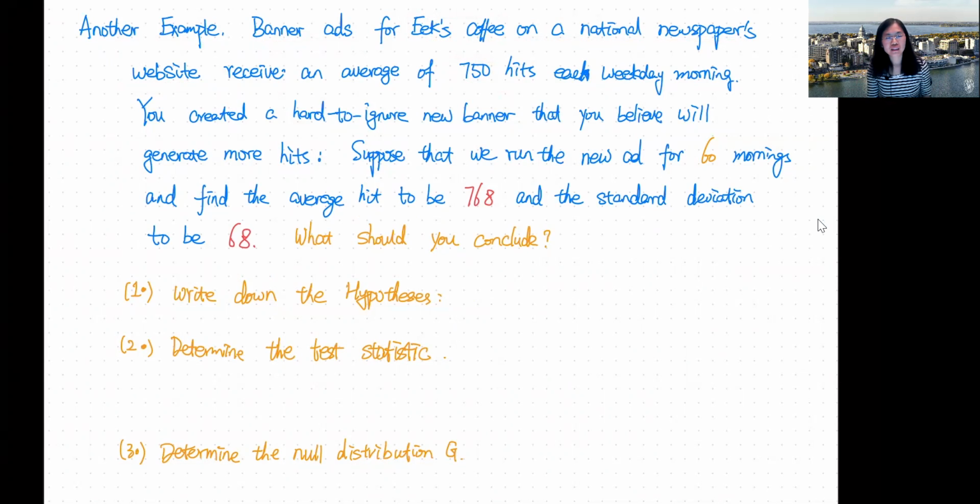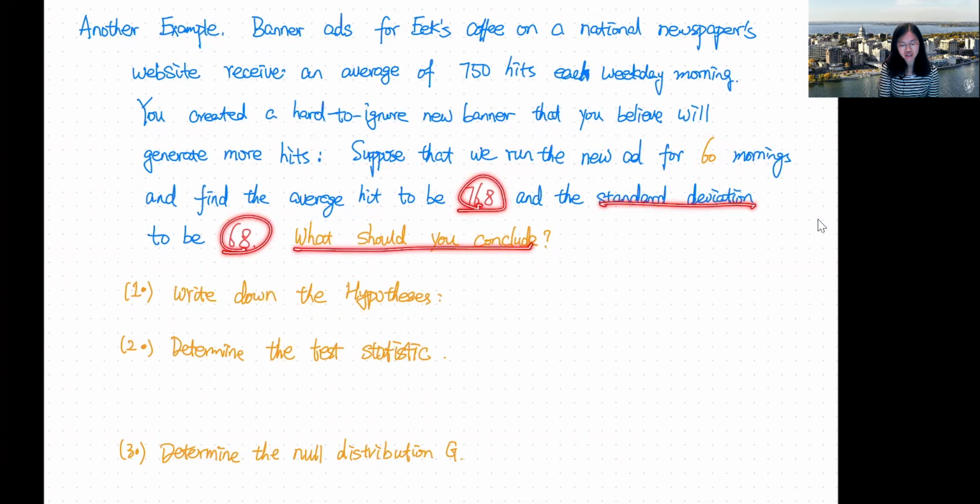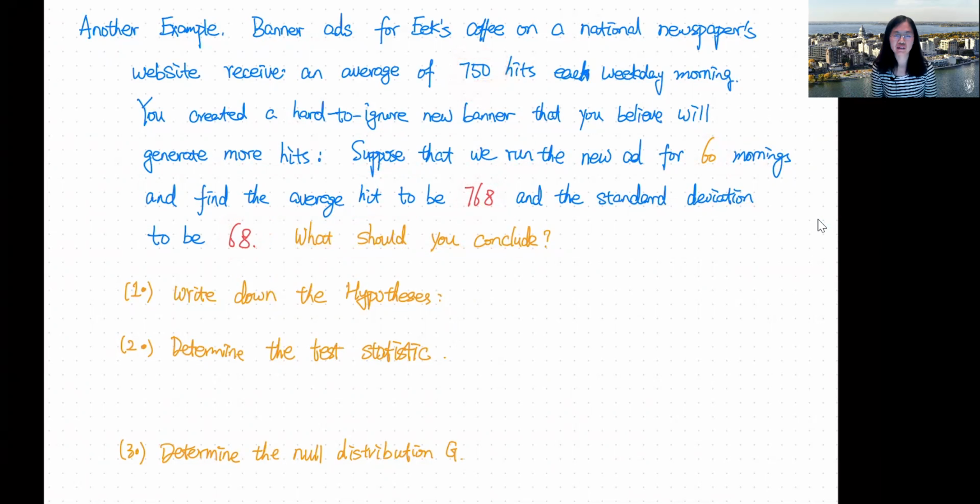And you work on these ads for X Coffee. You created a new banner that is more annoying for the consumer. That's very hard to ignore. You have to do something about the banner before you can look at the web page, for example. So you create a hard to ignore new banner that you believe will generate more hits for the advertisement. Now suppose you run the new ad for 60 mornings and find that the average hit is 768 with standard deviation 68. Can you conclude that the new banner generates more hits than the old banner, which generates 750 hits on average?